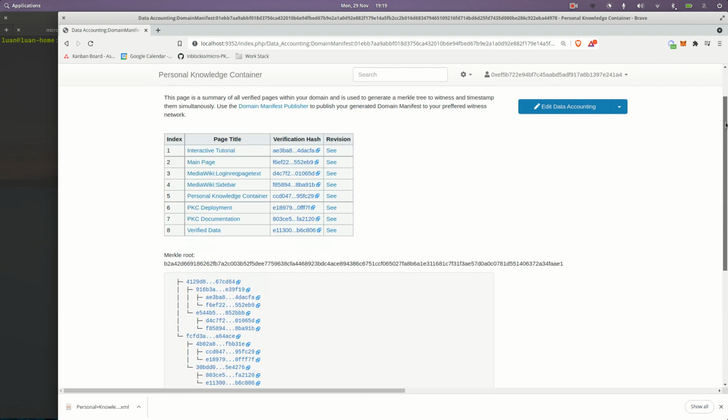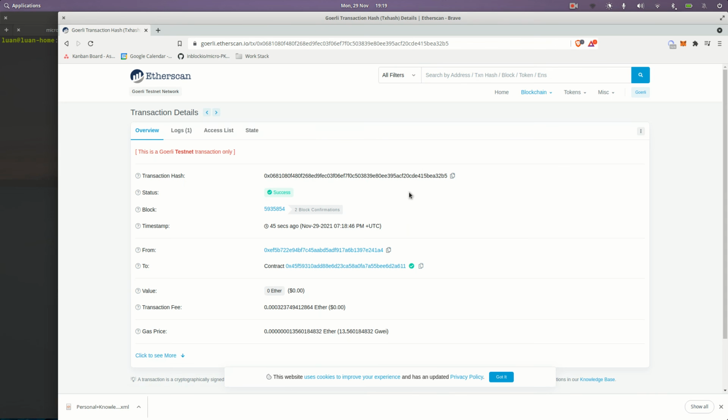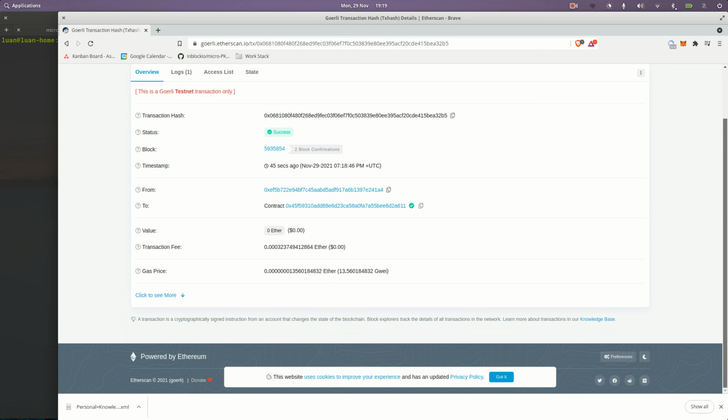And so if we go back into the domain manifest publisher, the verification hash, which includes the data fingerprint and the timestamp, that's 81FE7A. This has already been published to the Ethereum blockchain. And here is the exact transaction where we wrote it.